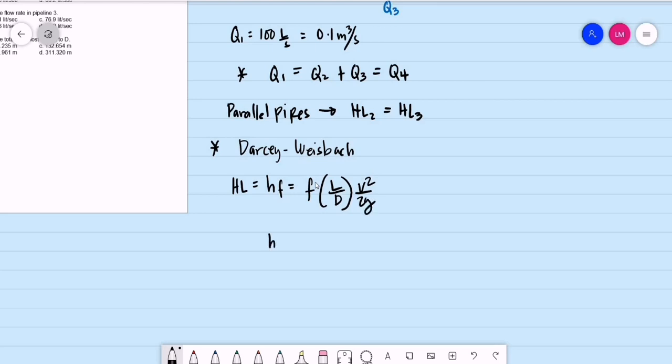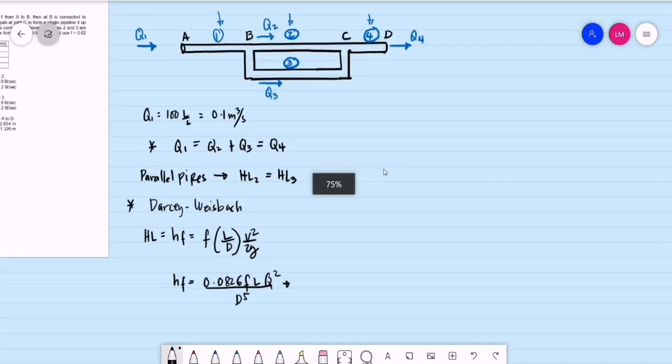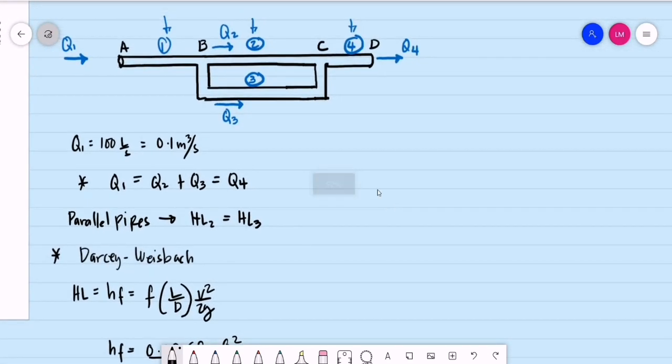Or we can also have the head loss in terms of the discharge equal to 0.0826 times the friction factor, the length, the discharge squared, divided by the diameter raised to 5. So we are using this in metric, if we are using cubic meters, for example. Okay. So again, if we have parallel pipes, the head losses are equal.